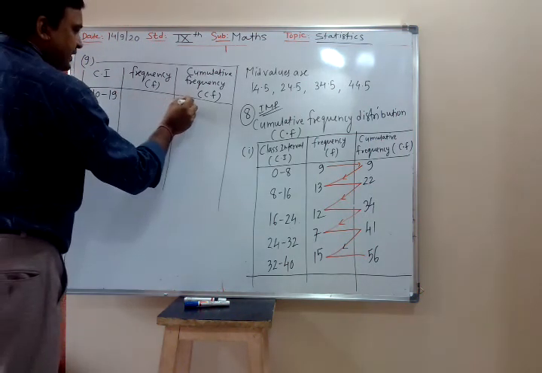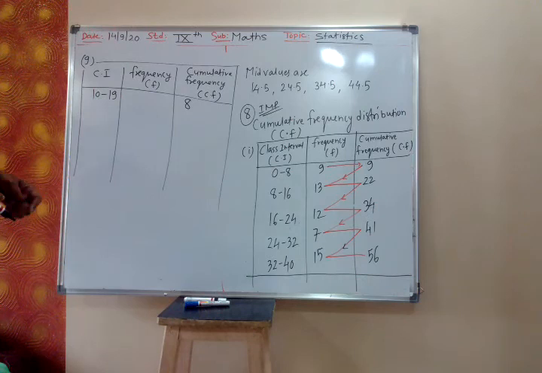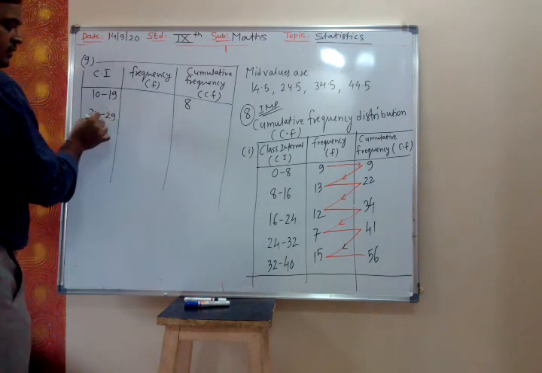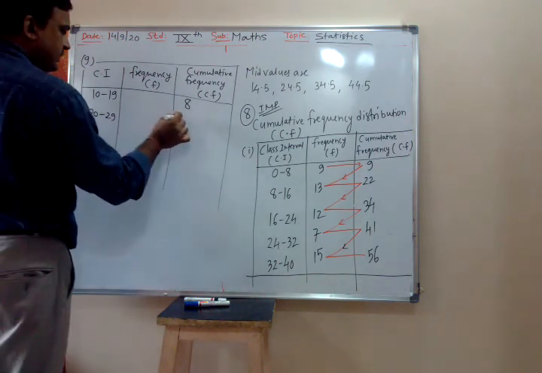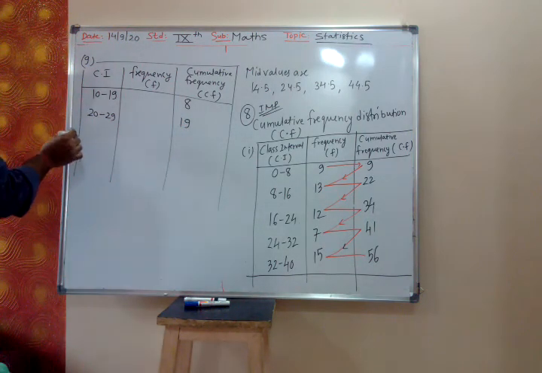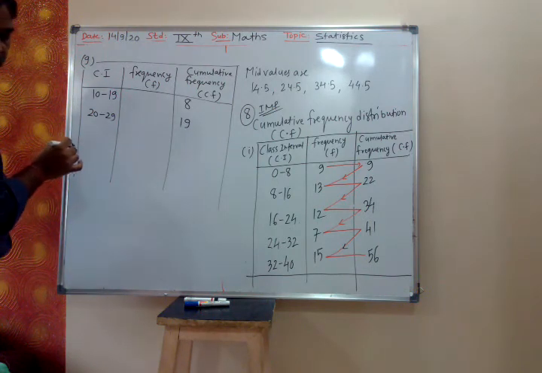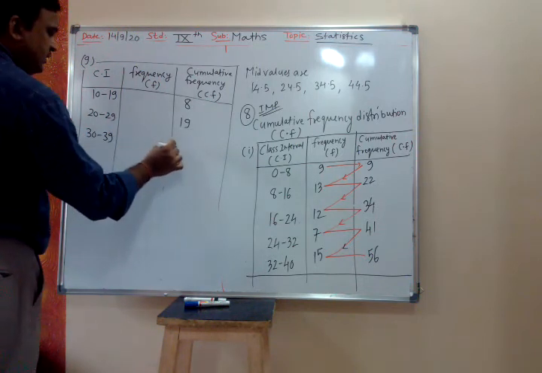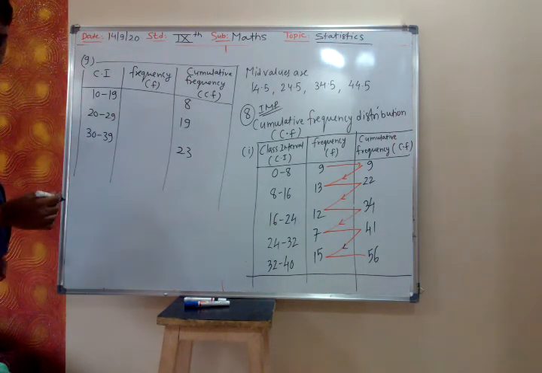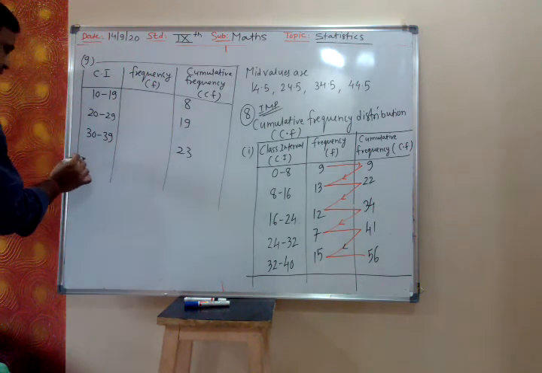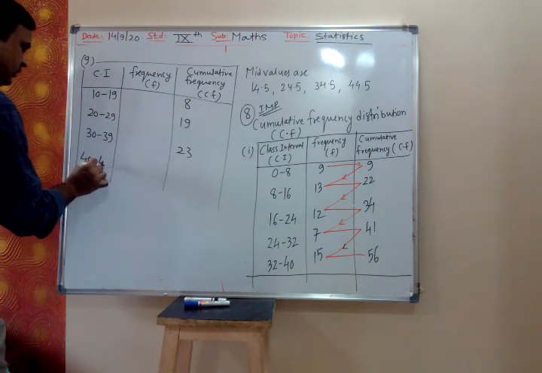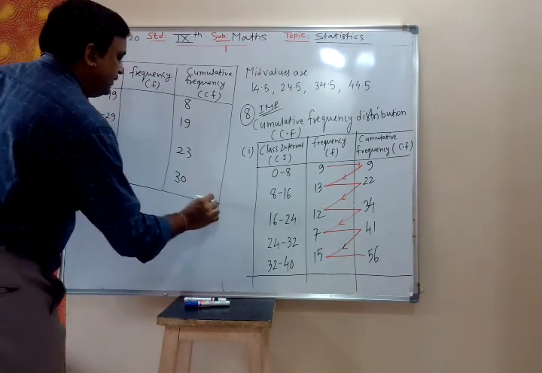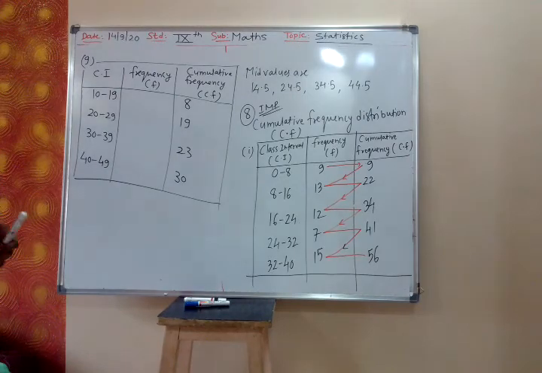We are given the class interval 10 to 19, CF is 8. Are you getting? Then 20 to 29, CF is 19. Then 30 to 39, CF is 23. Then 40 to 49, it is 30. So now we have to find the frequency.